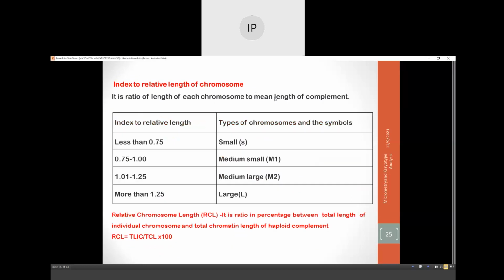Index to relative length of chromosome. It is the ratio of length of each chromosome to mean length of complement, and according to it there are 4 types of chromosomes: small S, medium small M1, medium large M2, and more than 1.25 it is known as L. Relative chromosome length, RCL, is the ratio in percentage between total length of individual chromosome and total chromatin length of haploid complement. RCL is equal to TLIC divided by total chromosome length into 100.